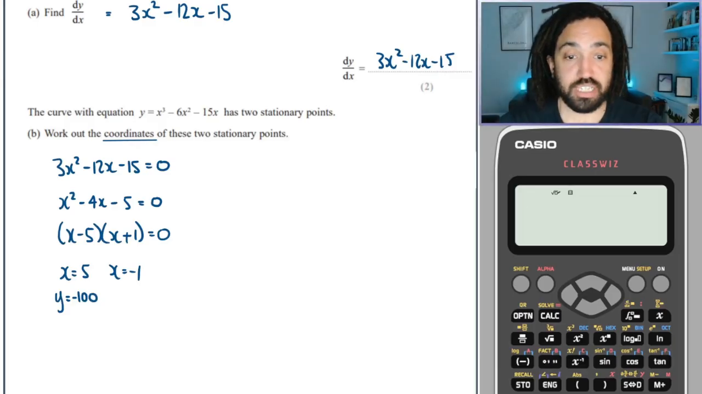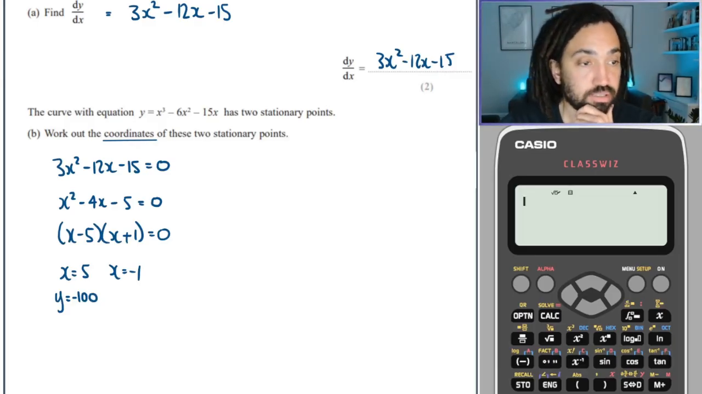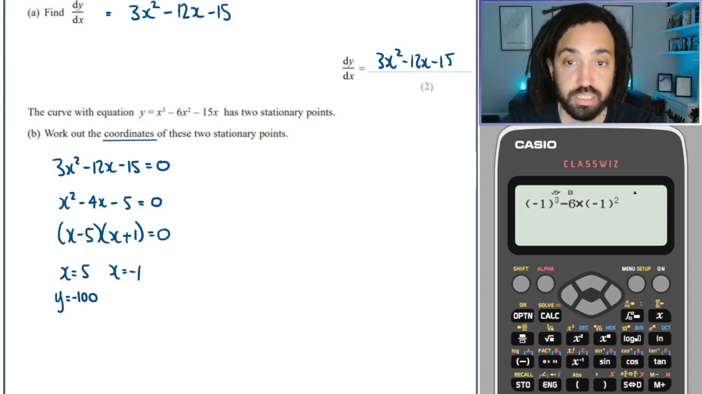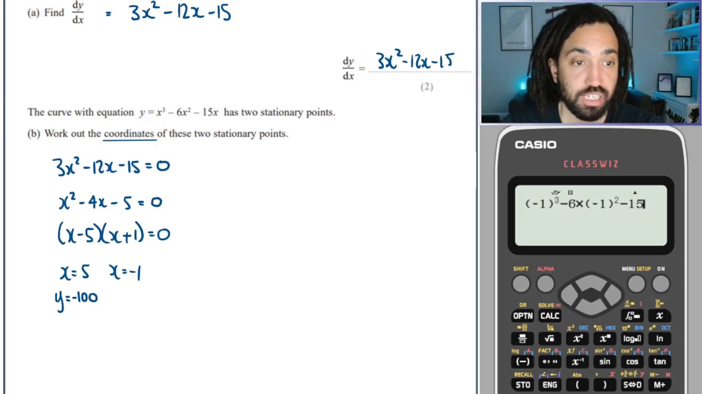Okay, now let's find the coordinate when x is minus 1. So I always like to do these in brackets when I'm subbing in a negative number to avoid making a mistake. So I do minus 1 cubed minus 6 times, in brackets, minus 1 squared, and then minus 15, and then times, in brackets, minus 1.